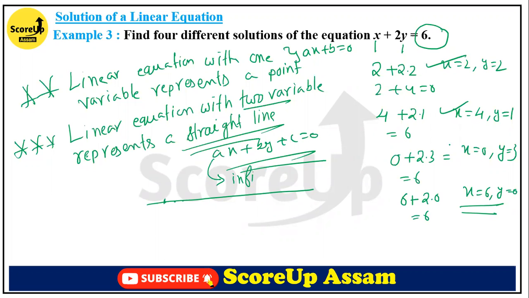Here we have got 4 solutions, right? This is one solution, this is another. So we are told to find the 4 solutions, 4 different solutions. So these are the 4 different solutions. Linear equation with 2 variables has infinitely many solutions.